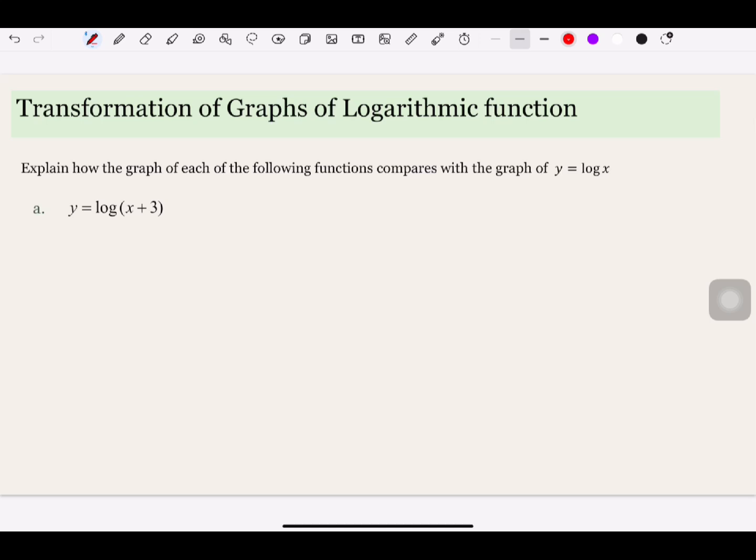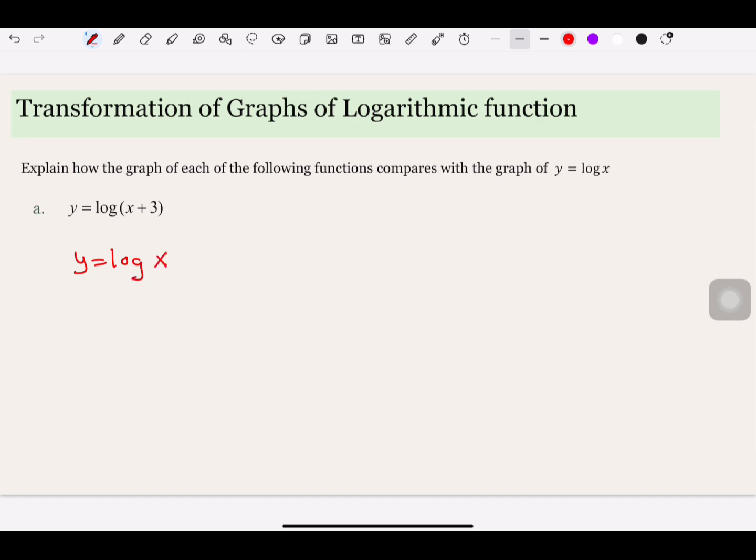Okay, so let's talk about transformations of logarithmic functions, just like we did in exponential functions. Let's begin with a simple transformation, y equals log of x plus 3. Here you don't have a base, which means this is a common logarithm, that means with base 10. In this example, this is a horizontal shift with parent function y equals log x.